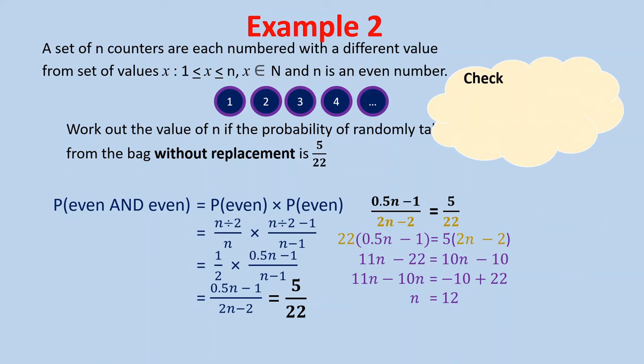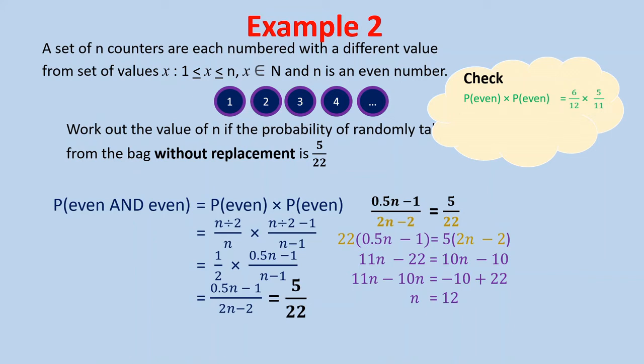Let's just check to make sure that that answer makes sense and is correct. If n is equal to 12, there were 12 counters to begin with, and the probability of choosing the first even counter would have been half of that. 6 out of 12 would have been even. But if I took one of those even numbers out of the bag, I would be left with 5 even numbered counters. And instead of having 12 counters altogether, I would have 11 counters left over.